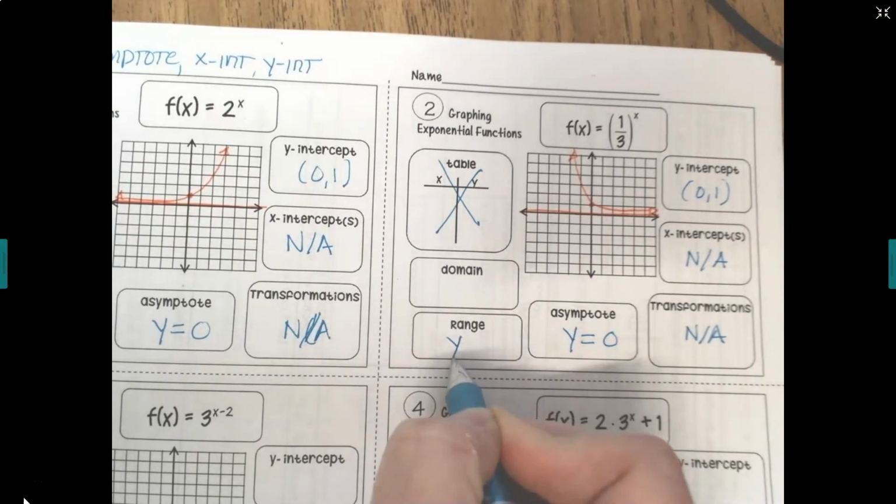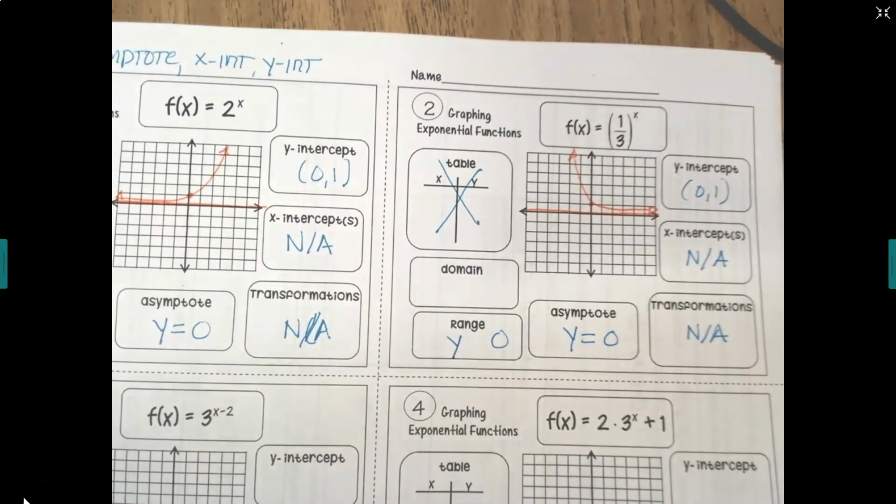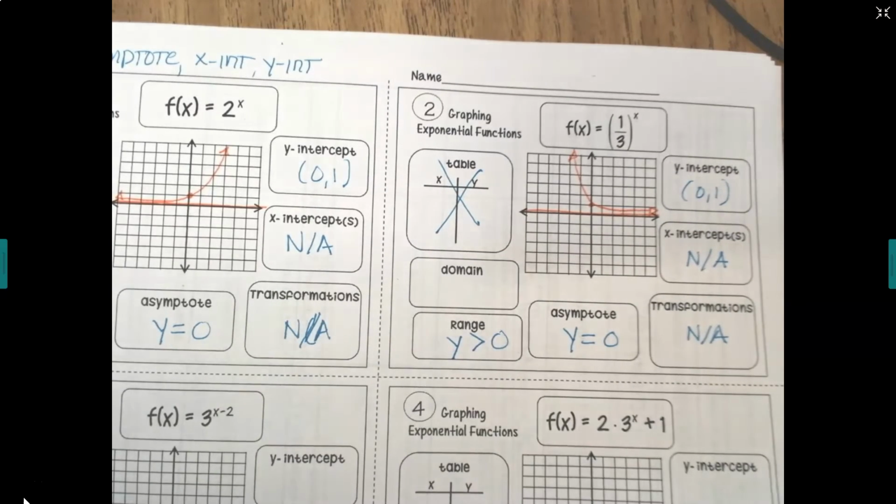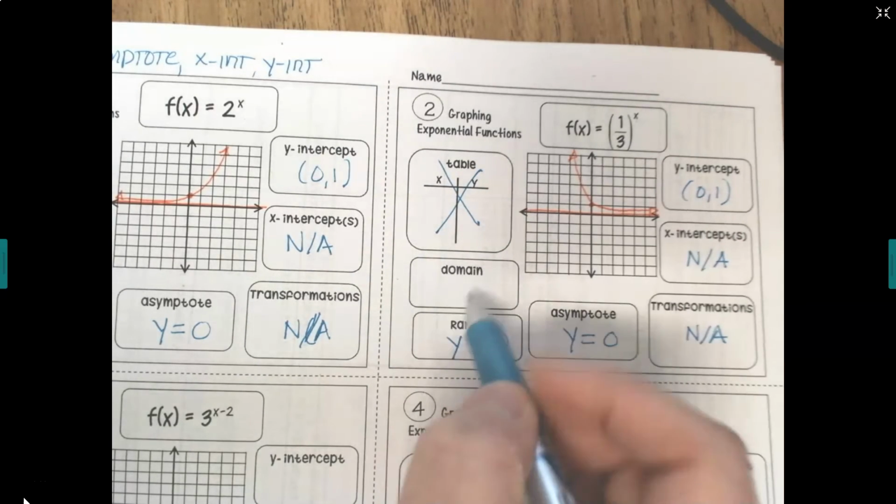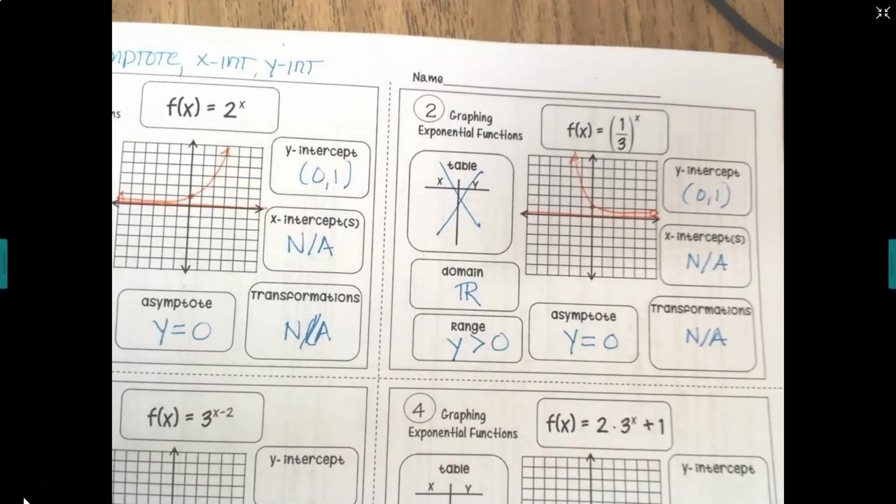Now how do our y values compare to your asymptote? They're above the asymptote, that makes it greater than. And then your domain, it never stops left and it never stops right, so it's all real numbers.